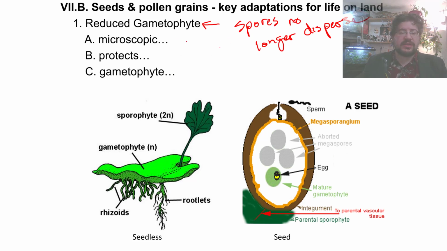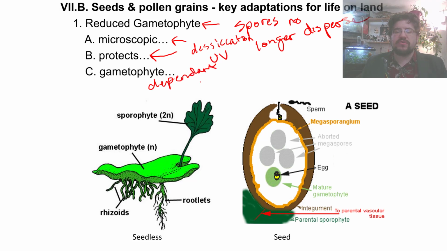So as I said earlier, it's microscopic. The sporophyte fully encasing the gametophyte allows it to protect that gametophyte against stressors like desiccation, which is drying out, and UV. So it protects the gametophyte from drying out and protects it from UV radiation. And thus the gametophyte becomes completely dependent on that sporophyte for its nutrients.